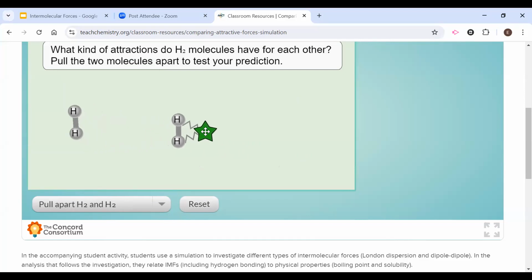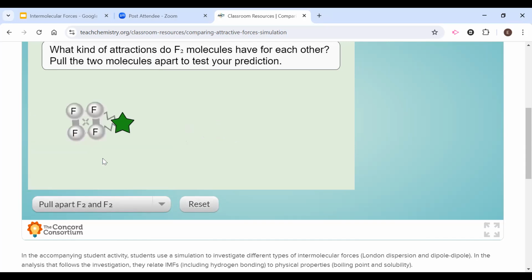What type of bond? Let's repeat. This is London dispersion force. Then this is also London dispersion force. Very weak. You see how easy it is to separate? Okay.